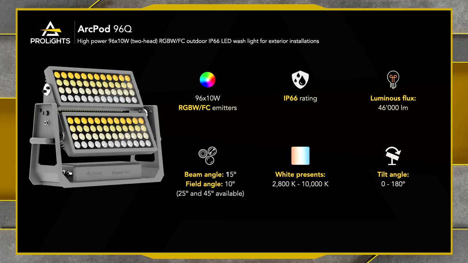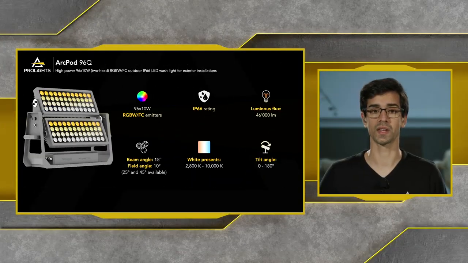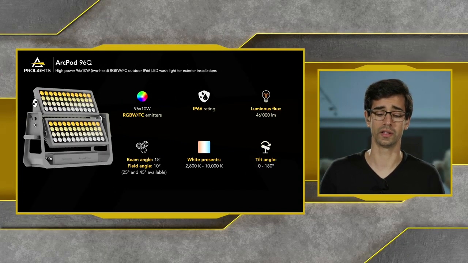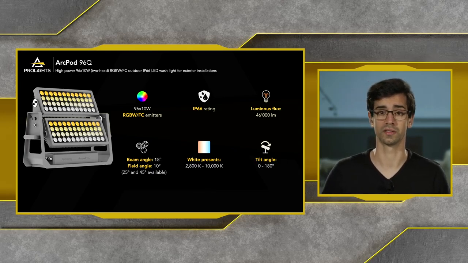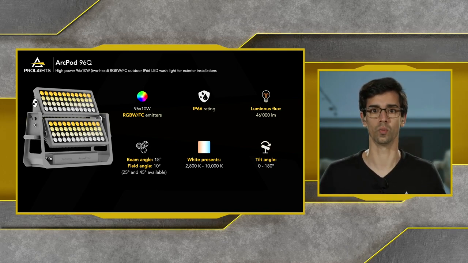And we can actually test all of these qualities here at our headquarters in Italy through our environmental chamber laboratories. In terms of the luminous flux, with the 96Q, we can achieve upwards of 46,000 lumens. So as you can see here, it's a very impressive output that we have on these units. We've got the two heads, so as you can see, the beam angle and the field angle differ very slightly, because of the different heads that we have. We've got the 15 degree angle on the top head and 10 degree on the bottom head, and then we've got the 25 and 45 degree optics accessories available as well, if we want to create a wider wash on these units.